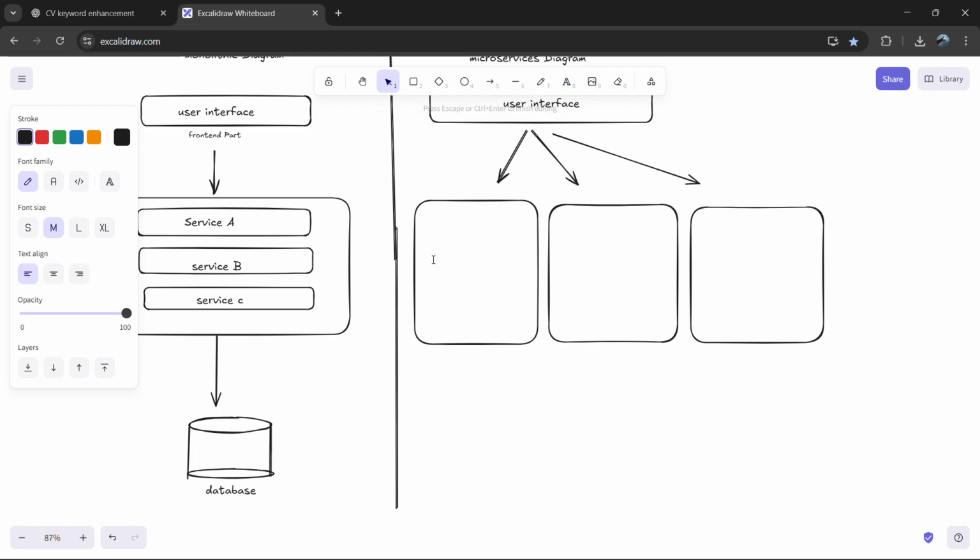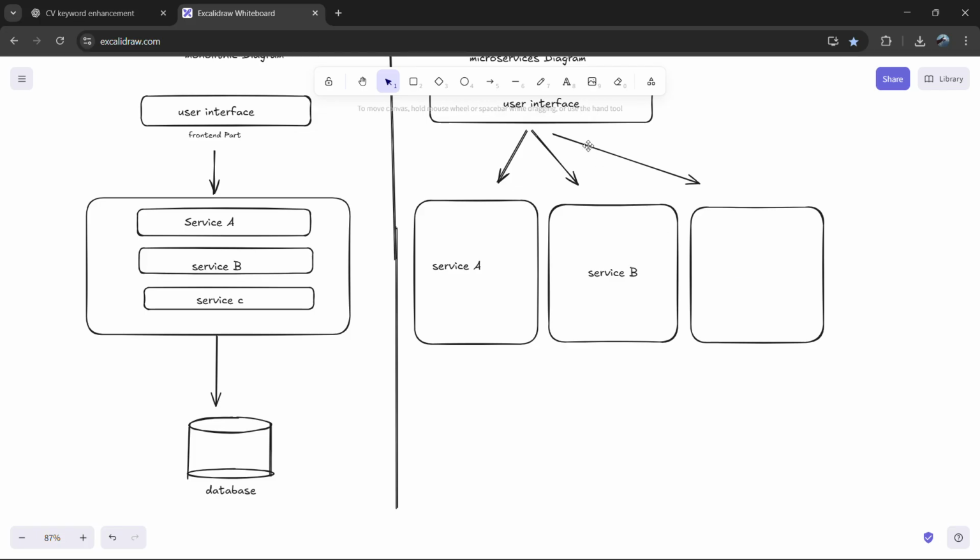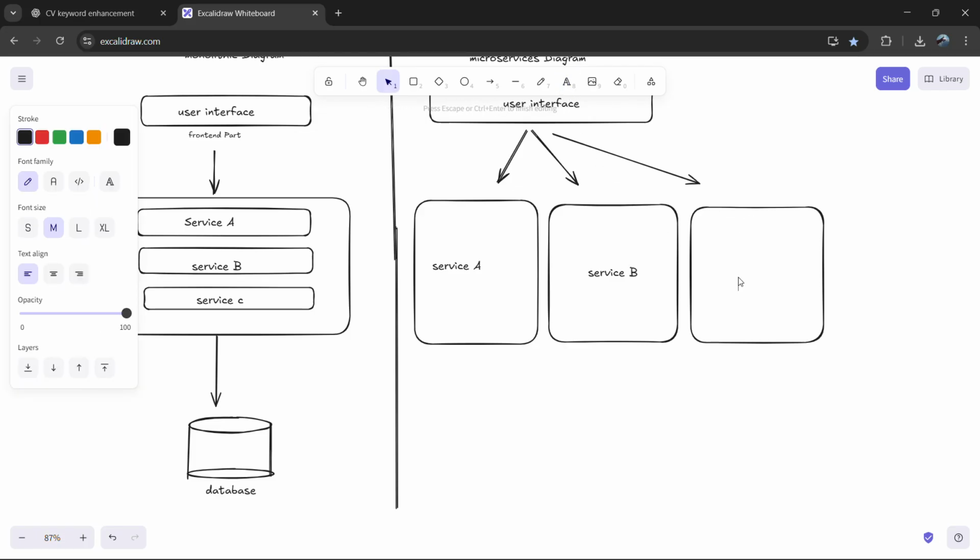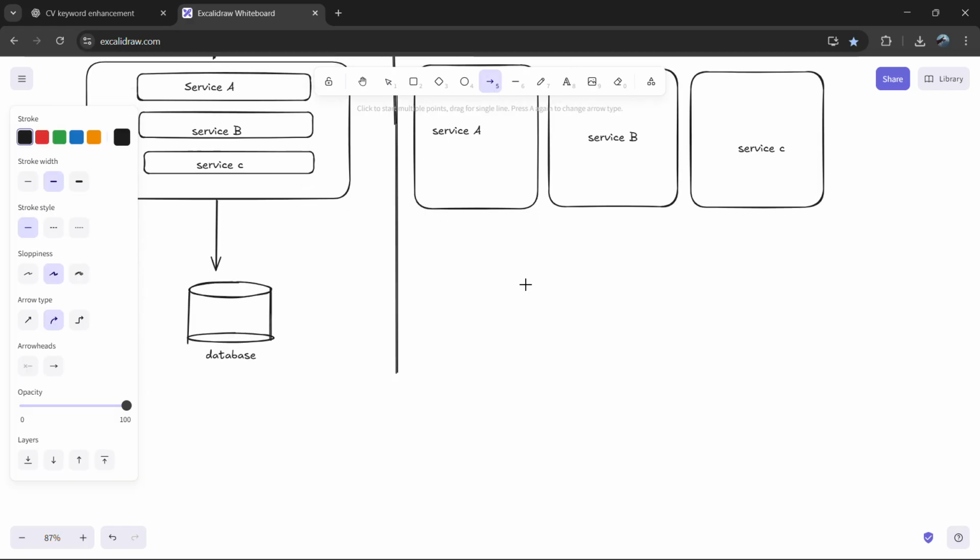This is service A, service A. This will be our service B, and this is service C. Okay, and the most important thing is that all the services have their own database.